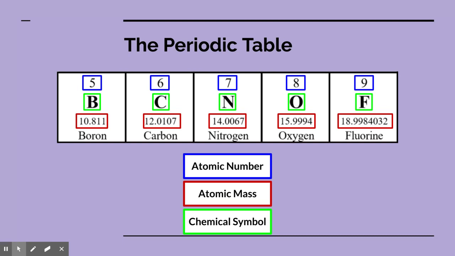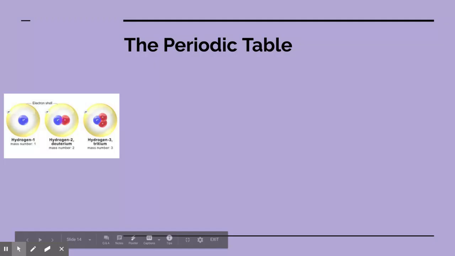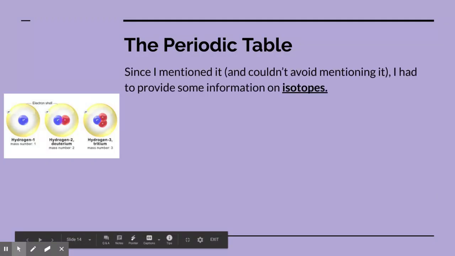Easy peasy, right? Shoot, they even list the names of them right there too. Not all periodic tables do that, by the way. Not all of them have the names listed inside the element box. Okay. So let's keep on trucking.